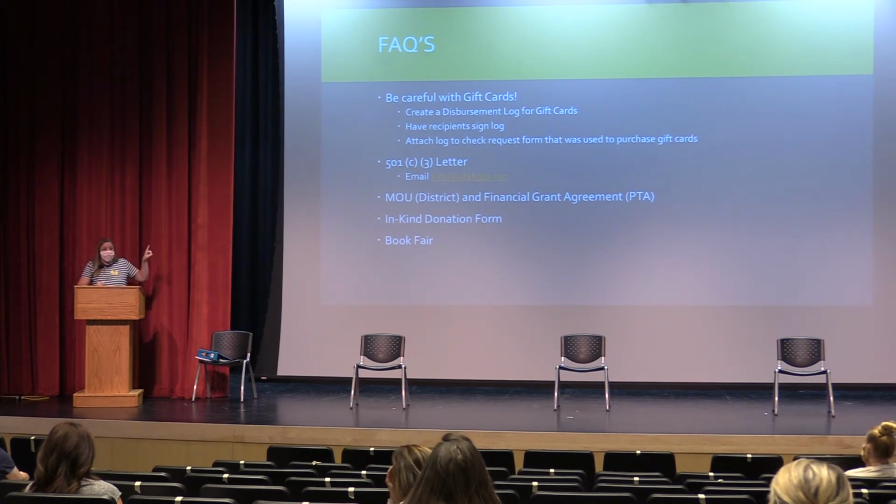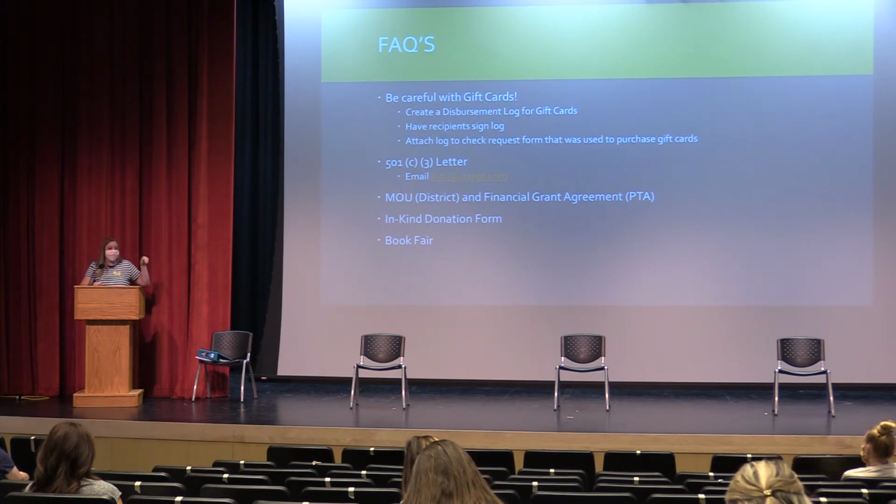A lot of times we get questions asking where we get a 501c3 letter. That is a letter that states that you are a nonprofit organization. Sometimes when you are wanting to partner with a business or someone, Costco is giving you 300 cases of water, they want a letter saying that you are an approved nonprofit.